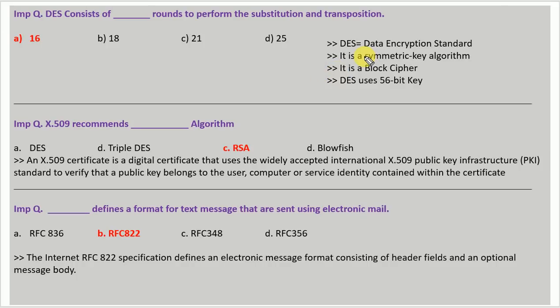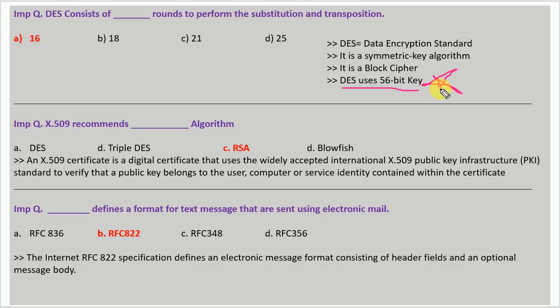And a few more important things you have to remember: DES abbreviation is Data Encryption Standard. It is a symmetric key algorithm. It's a block cipher. It's also asked many of the time whether it's a block cipher or what. So DES is a block cipher, and DES uses a 56-bit key. This is also very, very important. Asked 2 to 3 times.